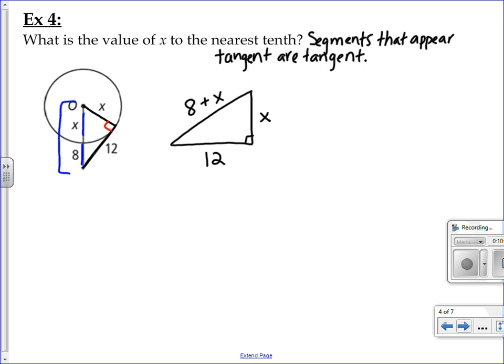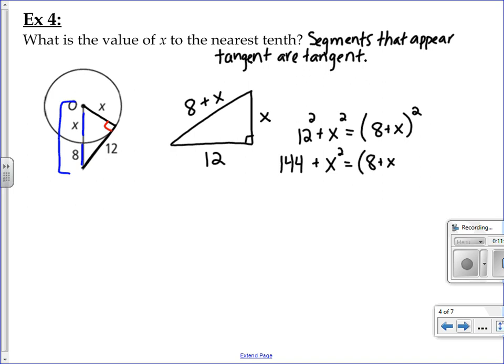So again, we're going to do Pythagorean theorem. Just be careful with your 8 plus x. So we're going to have 12 squared plus x squared, and we're going to equal it to this entire group squared. So 12 squared is 144. x squared is just x squared. And anytime you guys are squaring a group, it really just means multiply it by itself. And this is what we were practicing today in class. So 8 plus x times another 8 plus x is double distribution, which is just FOILing.